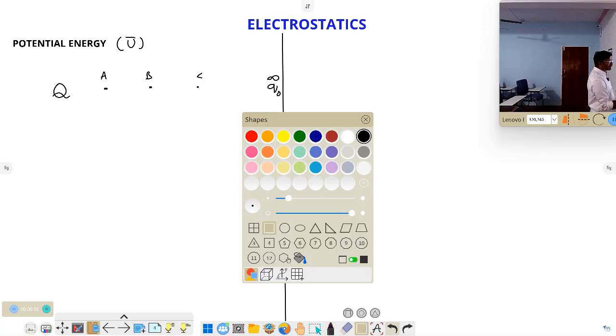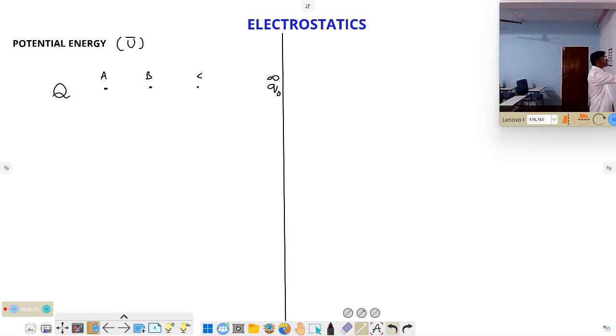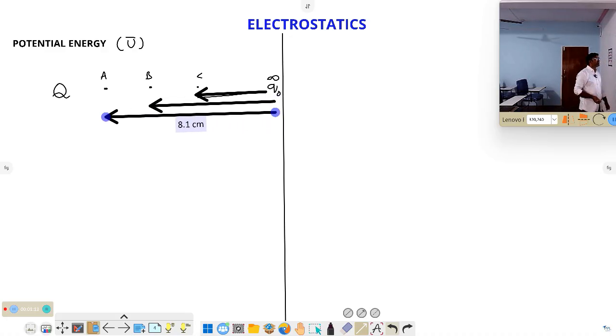By moving the test charge from infinity to a particular point, that is, from infinity up to point A, next from infinity to point B, and from infinity to point C, we see how much work is done, and that much potential is there at that point. The work done to bring the charge from infinity to point C is the potential at C. The work done to bring the charge from infinity to B is the potential at B. The work done to bring the charge from infinity to A is the potential at A.